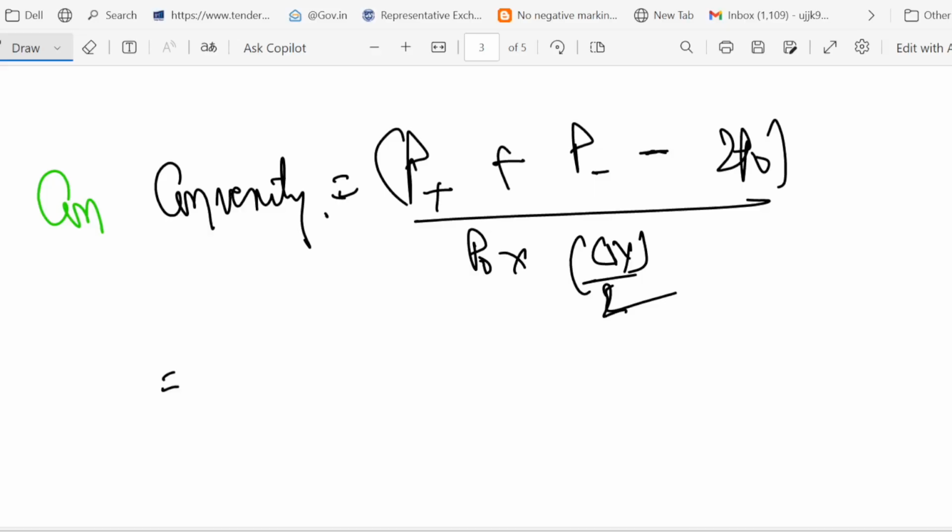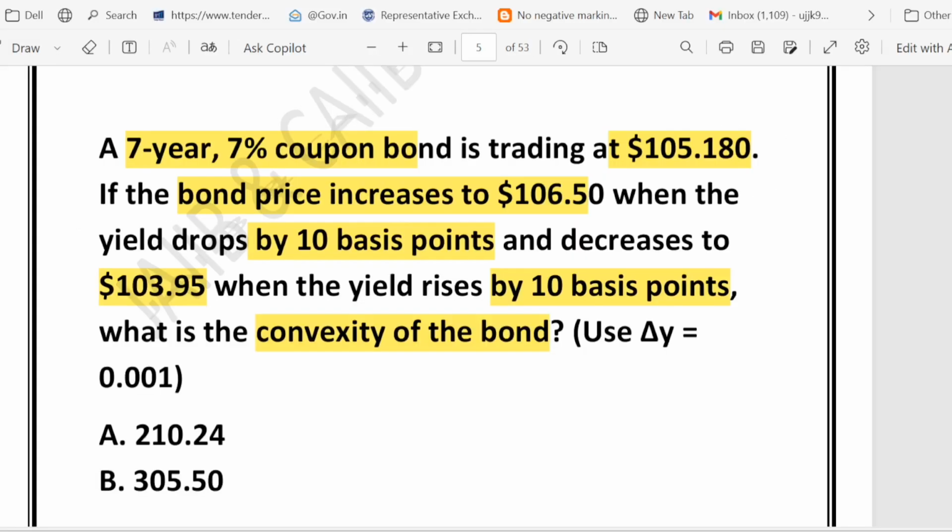Now in this case, what is P plus, what is P minus, what is P naught? Let's understand. Friends, please understand, very, very important thing I'm telling you. What is the meaning of P plus? P plus means price if the yield falls. You know it very well that price and yield are inversely proportional. Whenever yield will fall, price is bound to rise.